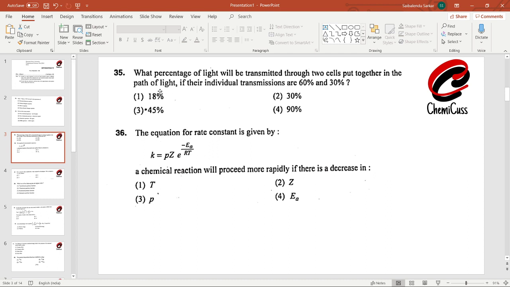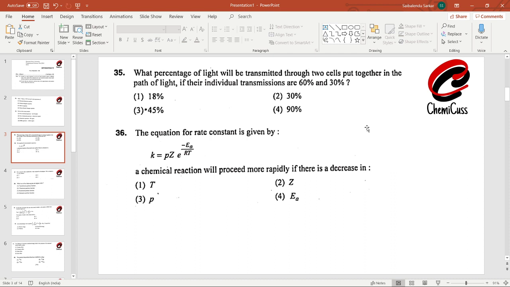What percentage of light will be transmitted through two cells put together in the path of light if their individual transmissions are 60% and 30%? So we have to just visualize this problem, because this is nothing but a pure math calculation. Let's say a ray is coming from this side, and there are two individual cells put together in the path of the light, and it will first transmit through the first cell, and then through the second cell, and after that it will go finally to the outside.